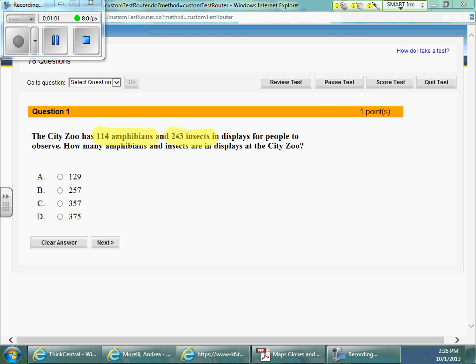What do we do with those two numbers, JoJo? You add them and you get 357. Did you just do mental math, JoJo? Good for you. Let's see. 243, 114. Okay, so why is this so easy?